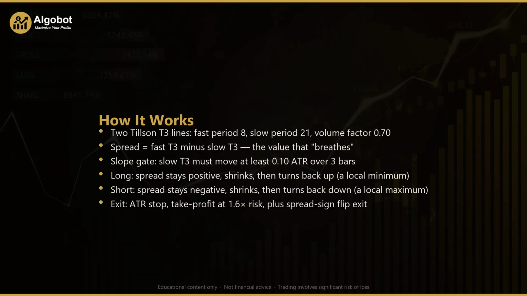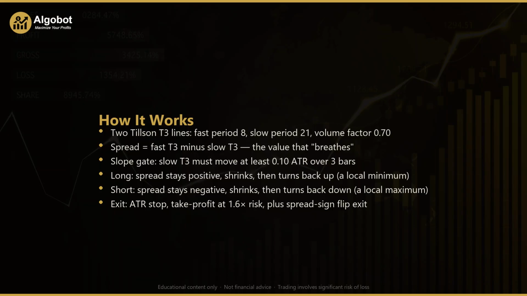A short entry is the exact mirror. The slow line must be falling by the same amount. The spread must have stayed negative on both recent bars, and it must have just turned back down, forming a local maximum. When those align, the strategy signals a sell.